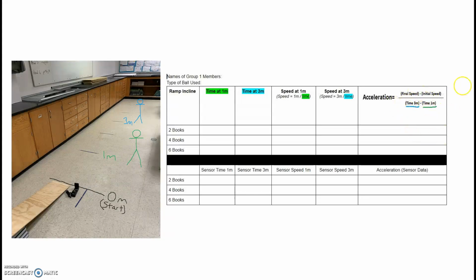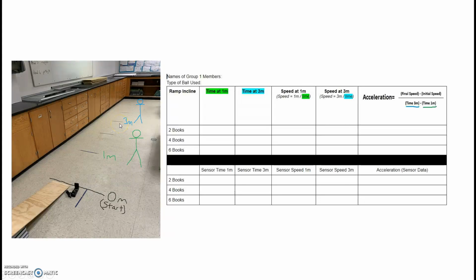Now, on the bottom part of our formula, it might look slightly different than it did last week, because last week we were using the total time or the elapsed time that an object was moving. Now here, we don't have that information just given to us. We have to calculate it. So what we're trying to figure out is how much time did it take for that ball to get from the 1 meter mark to the 3 meter mark.